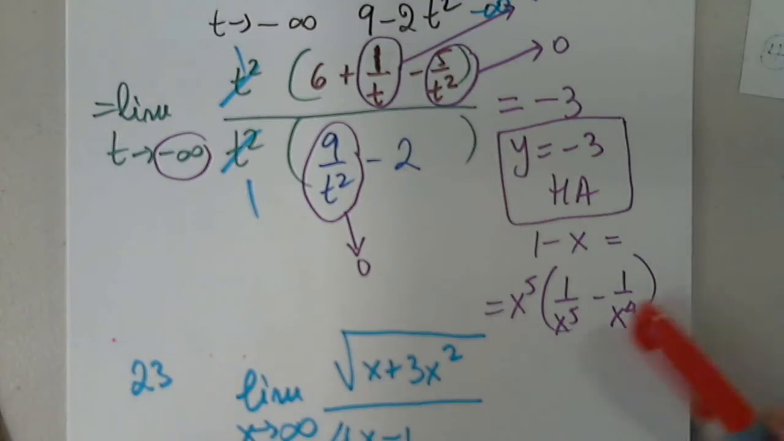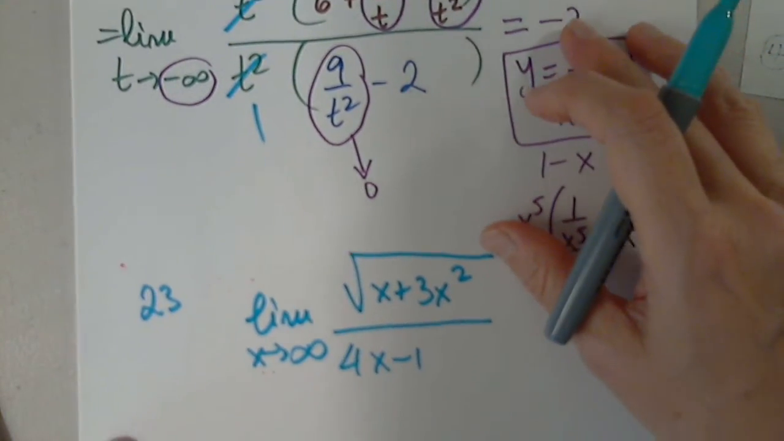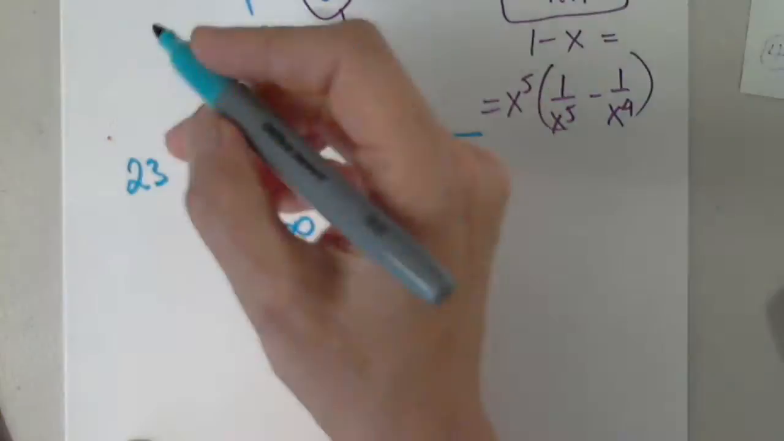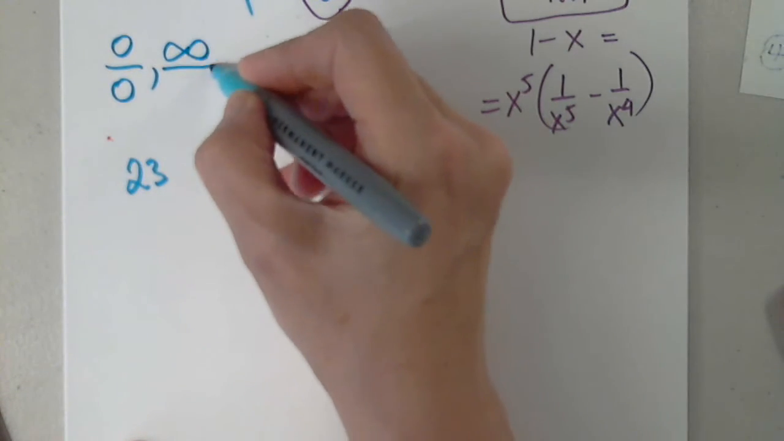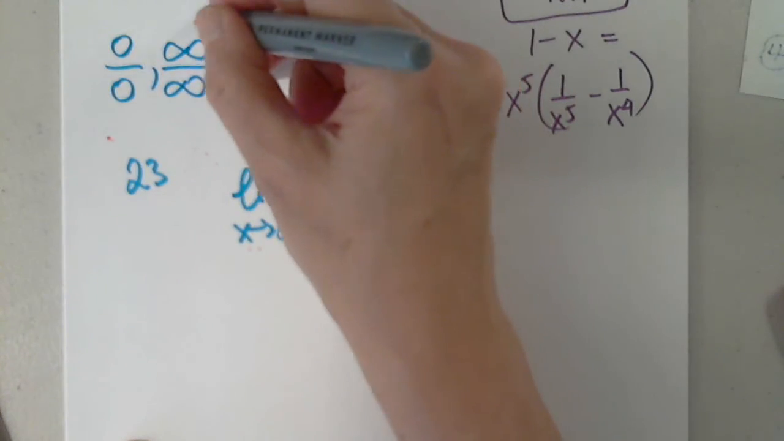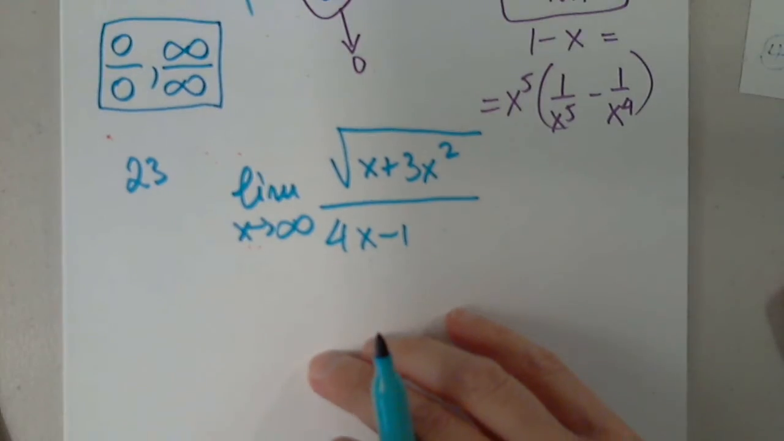Right. So this is the second indeterminate case that we are looking at. The first indeterminate case was 0 over 0. The second indeterminate case is infinity over infinity. These are the two that we encountered so far out of 7.